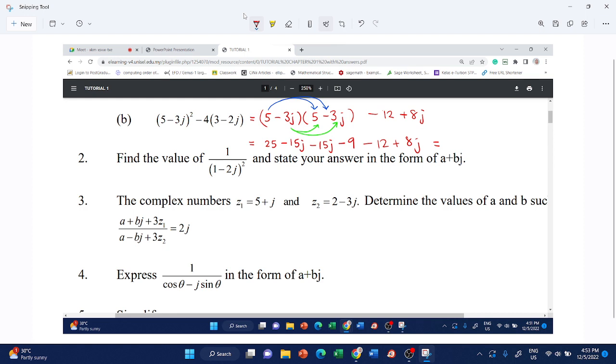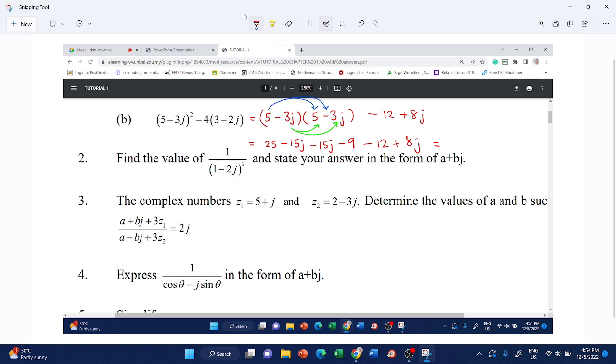How about number 2? Any idea? Maybe for number 2 we have to simplify it first. How to simplify? Expand, just like in B. Expand, not simplify. You have to expand.